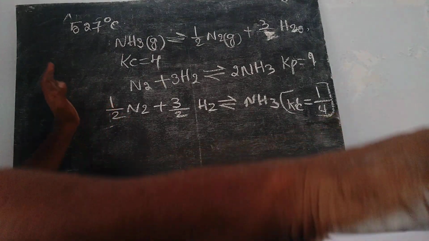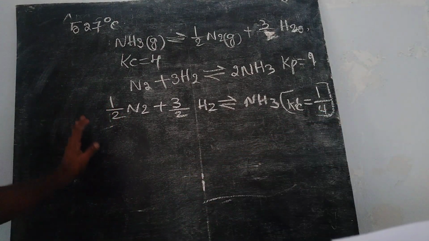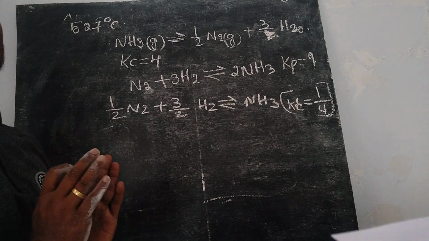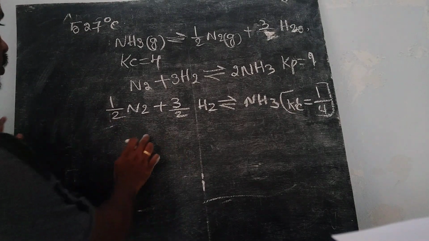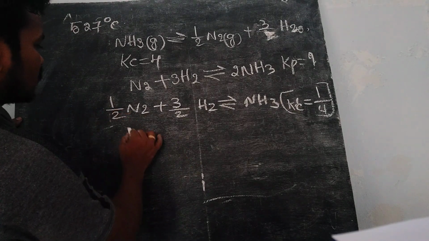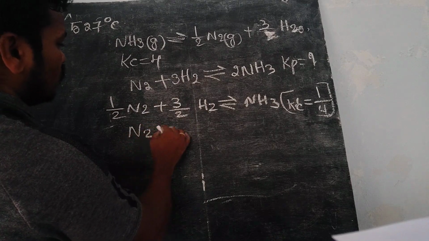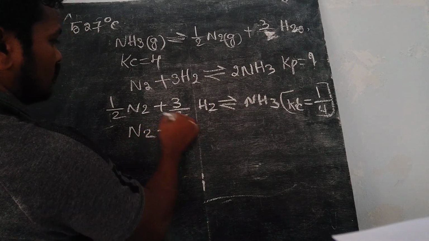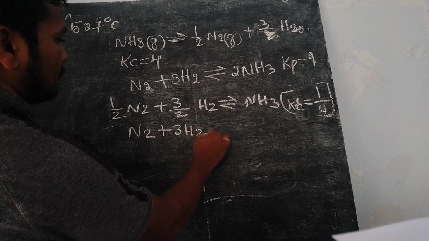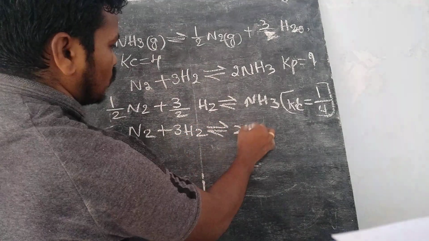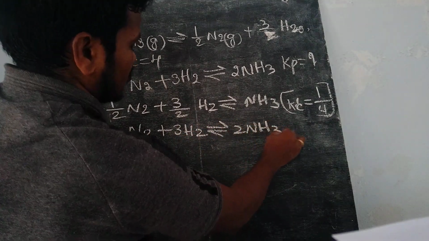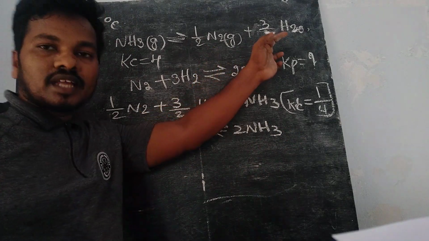Okay, for this reaction what am I doing? I am just multiplying the equation by 2. Whenever I multiply by 2, what will I get? N2 plus 3H2 gives 2NH3. Nothing else I have done, it is just the reaction they have given.